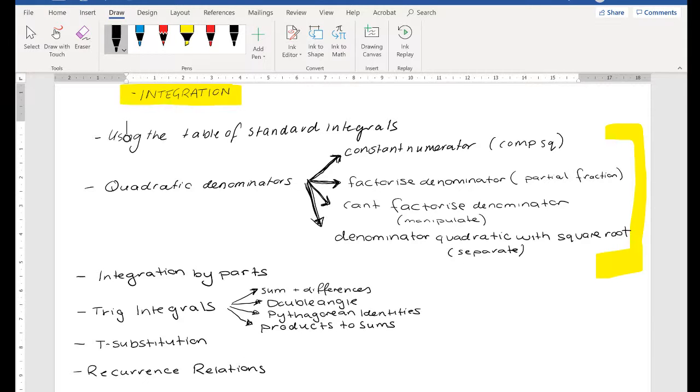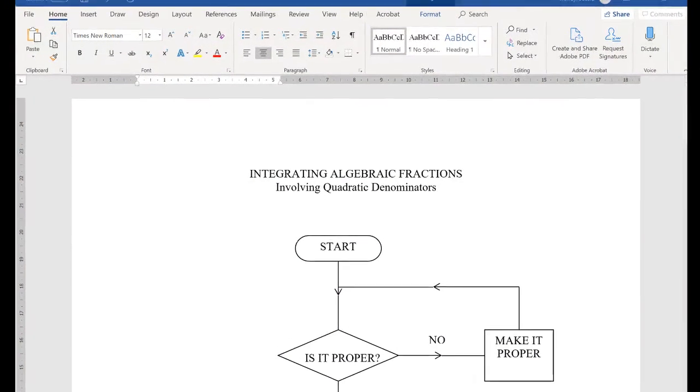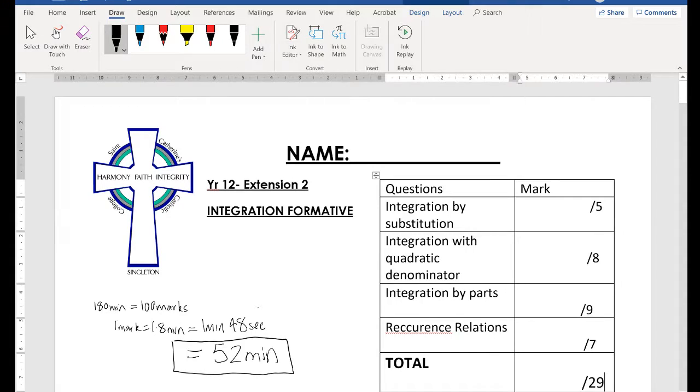Otherwise, what I thought I would also show you is this document. This is your formative, okay? So I've just shown you part of it. And basically, I've categorized it into marks here, as you can see: integration by substitution, with quadratic denominator, by parts, and recurrence relations. It doesn't mean you don't need to know the other ones. It just means that those other ones can be further categorized down into one of these 4 within.